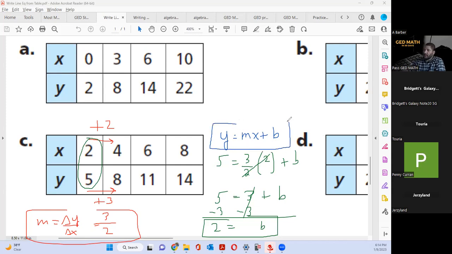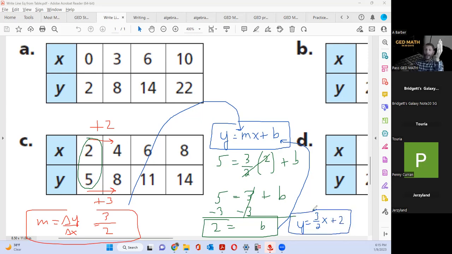Remember this equation, correct? If we know what the slope is, all we're doing is taking that slope and plugging it in right there. And we take this b and plug it in right here. So our equation of the line is going to be y equals 3/2 x plus 2. You have to know that. You have to know the slope-intercept form of the equation of a line: y equals mx plus b.